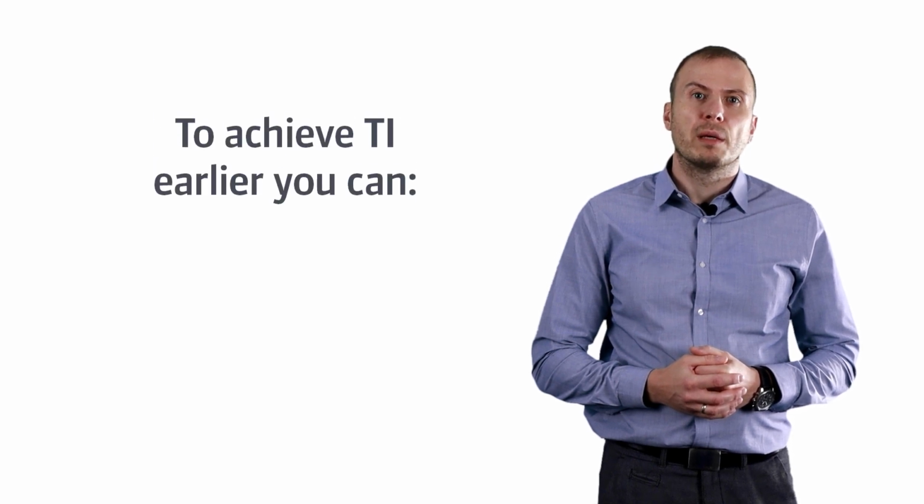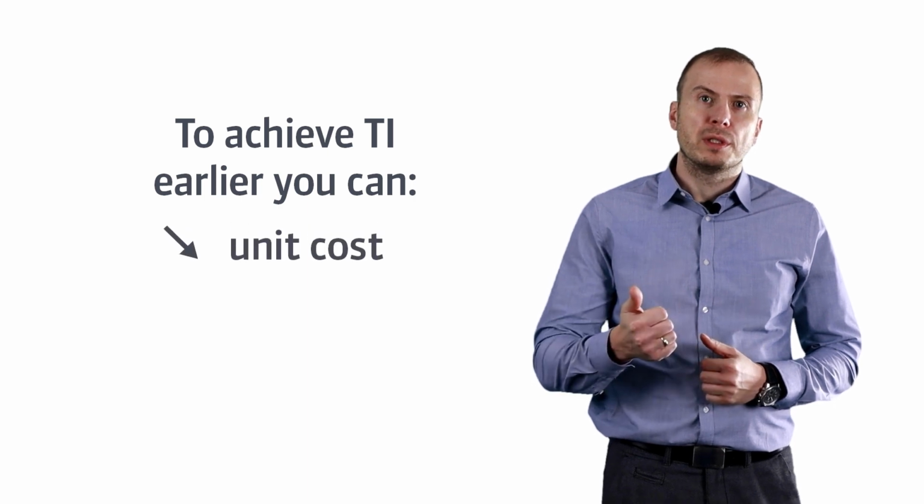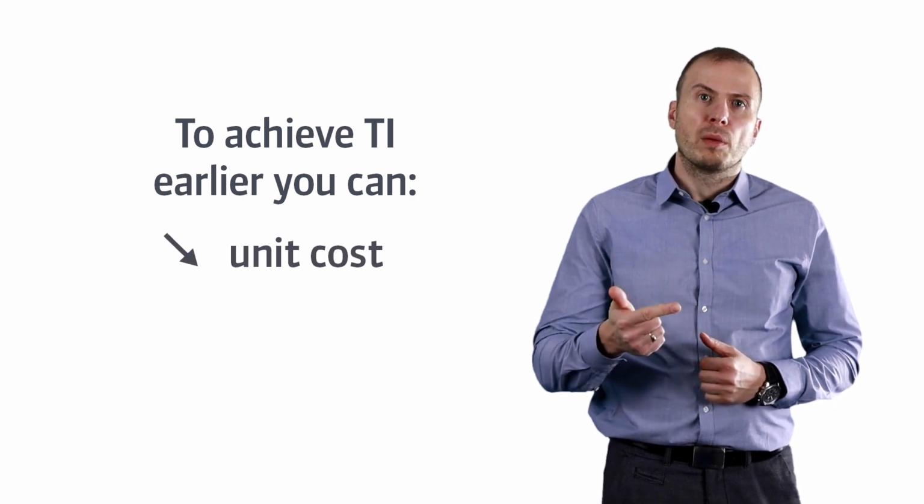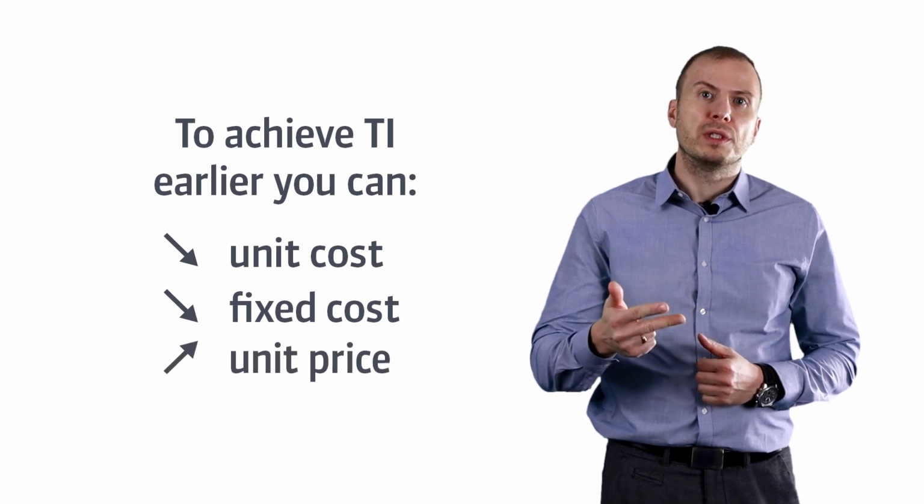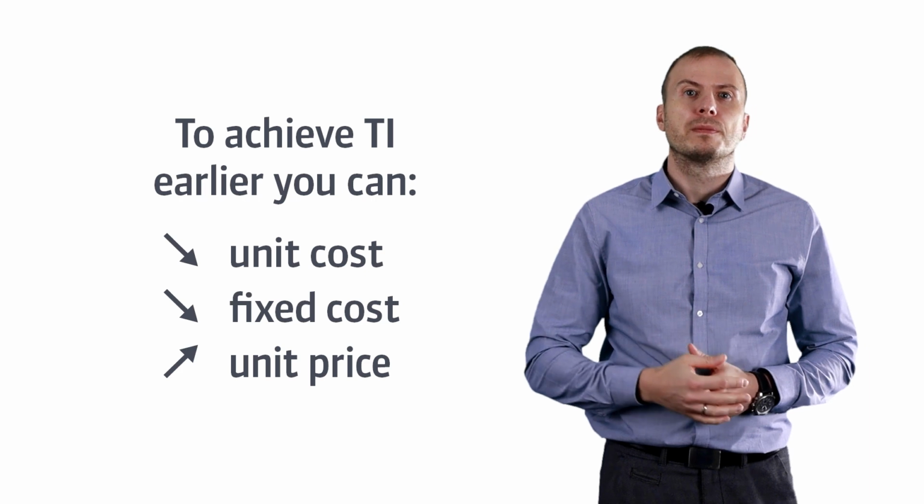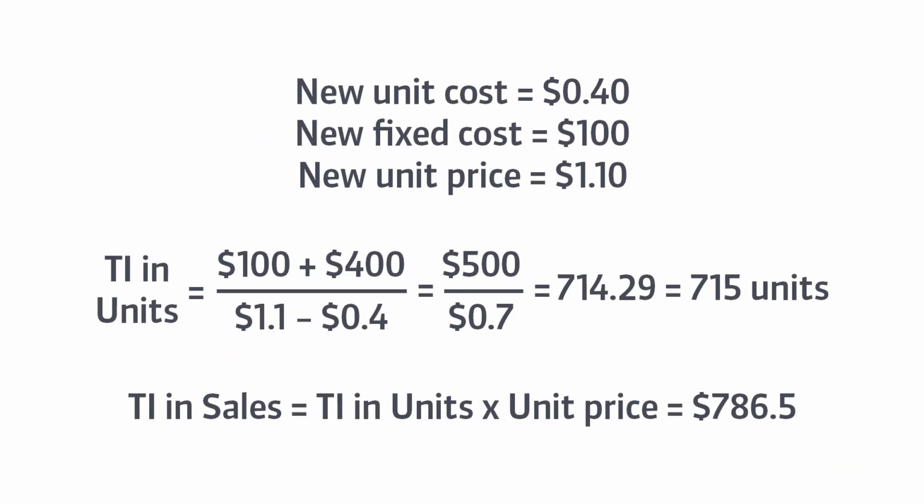As you can see, you can achieve the target income earlier in three ways: by reducing the unit cost, by reducing the fixed cost, or by increasing the unit price. So far, we have checked three changes separately. Let's see what happens when they all occur at the same time.